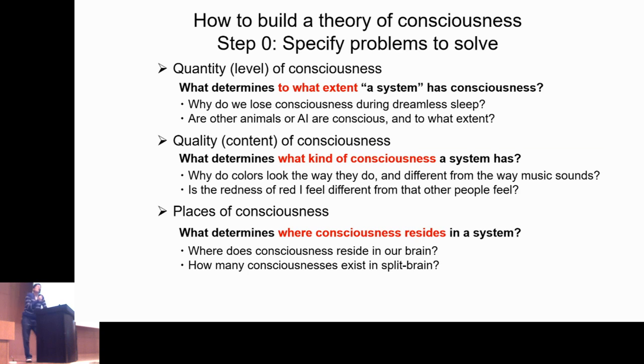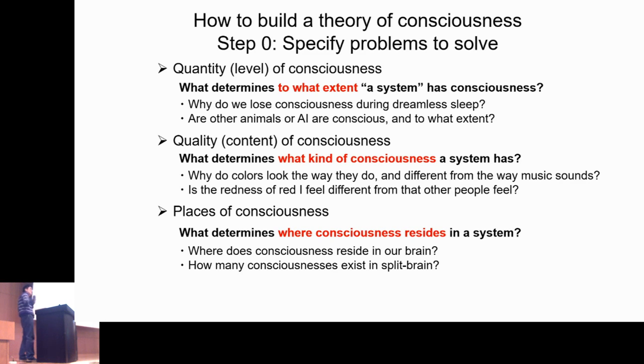And the third problem is sometimes missed if you just read the IIT papers, because I think this point has not been emphasized much. So the third problem is about the places of consciousness. What determines where consciousness resides in the system? So where does consciousness reside in our brain, or how many consciousnesses exist in a split brain? So these are actually the whole thing IIT tries to solve.